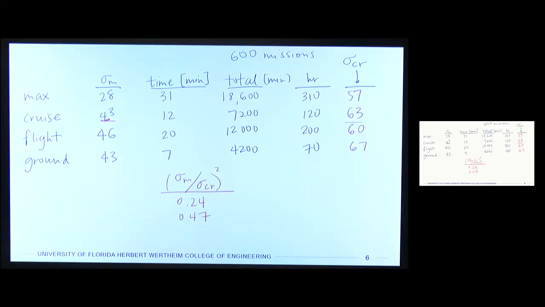46 divided by 60, also high. 0.59 and 43 divided by 67. Okay, 0.41. Okay, so all these values are substantially higher than what we had before in our table.